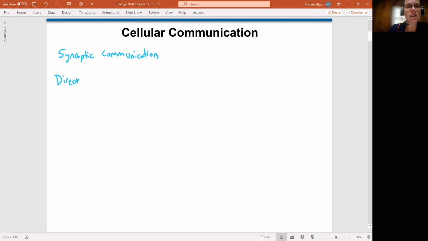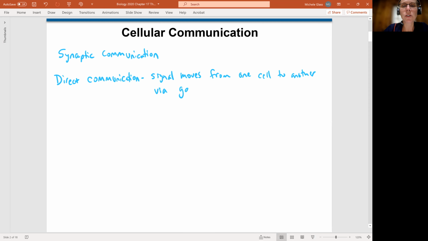Another method of communication is described as direct communication. This is when a signal moves from one cell to another cell via what are called gap junctions. A gap junction we can think of as a channel connecting two cells together, so that if you have a lot of sodium, for instance, entering into one cell, that sodium can move directly through the gap junction into the next cell. And so that first cell was depolarized, and then that second cell can be depolarized. Direct communication is something we'll see this semester, for instance, when we talk about cardiac muscle, and we'll see it other places as well.